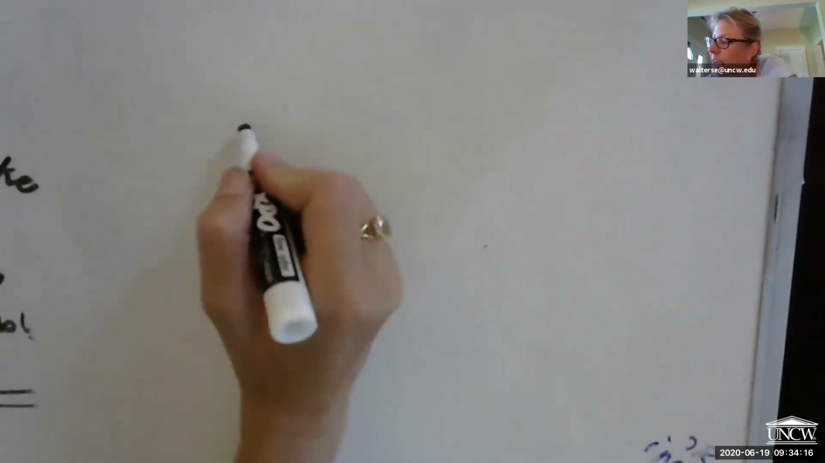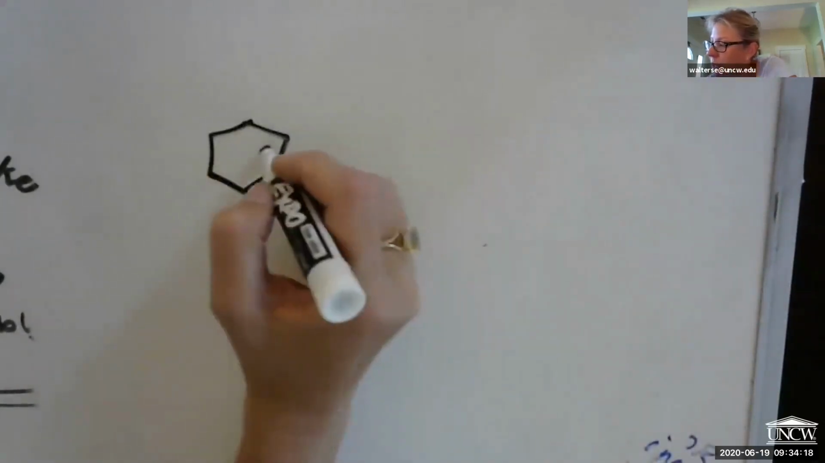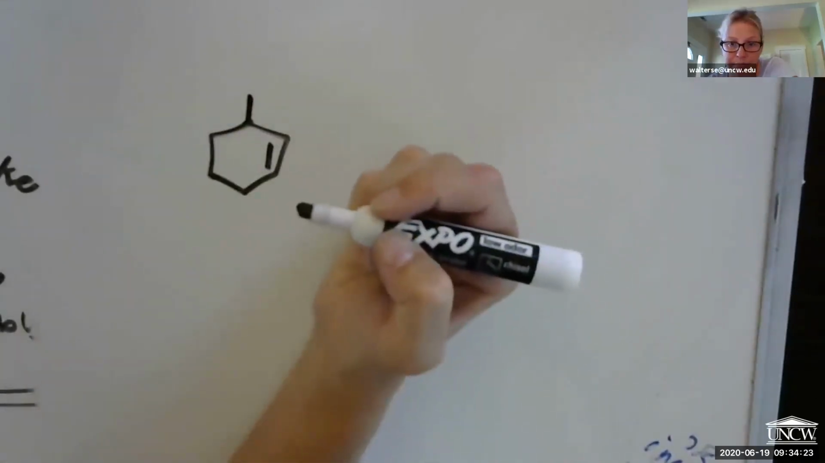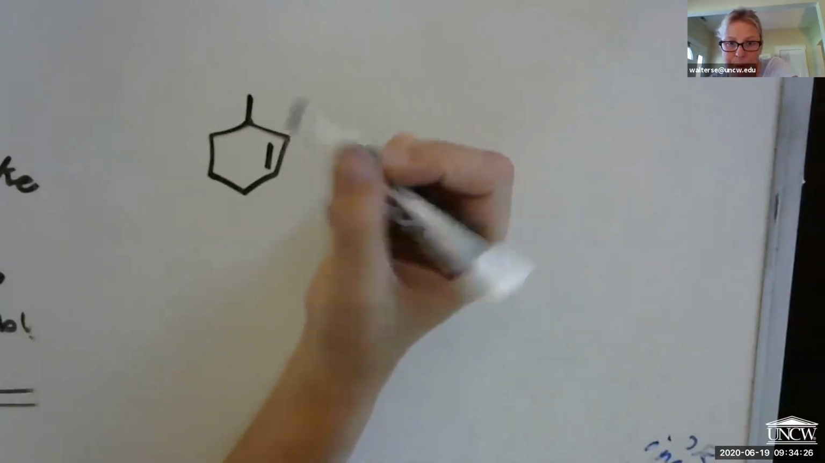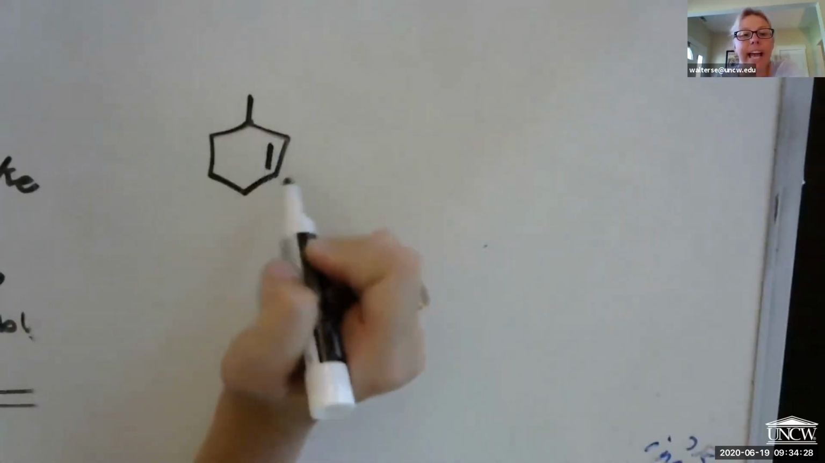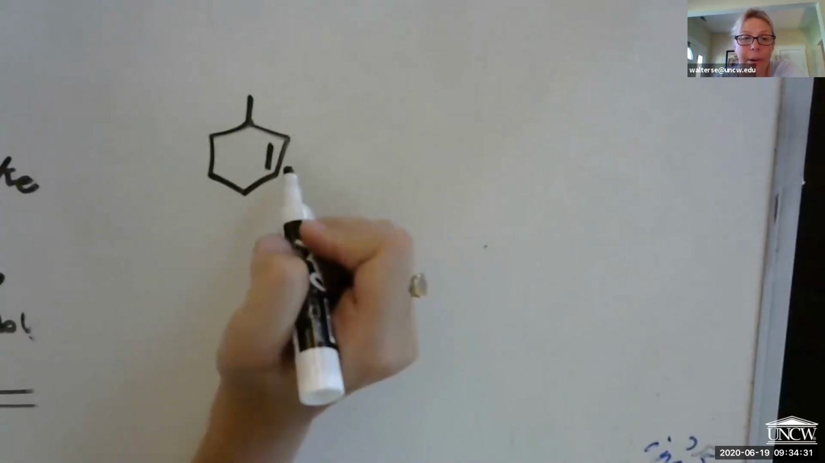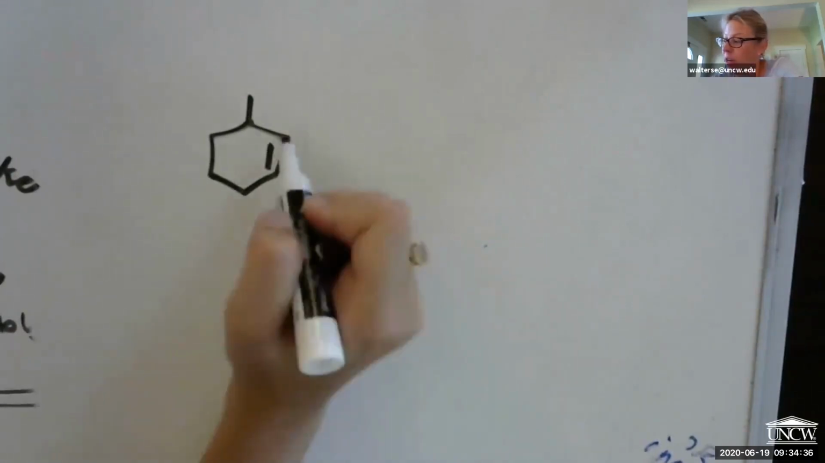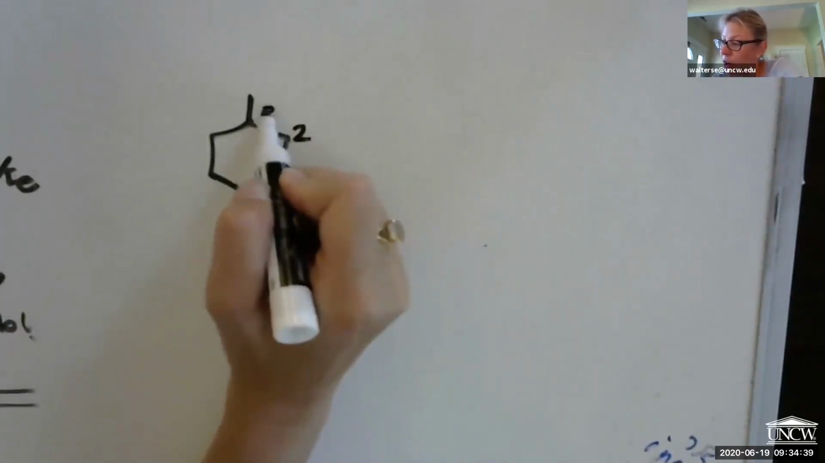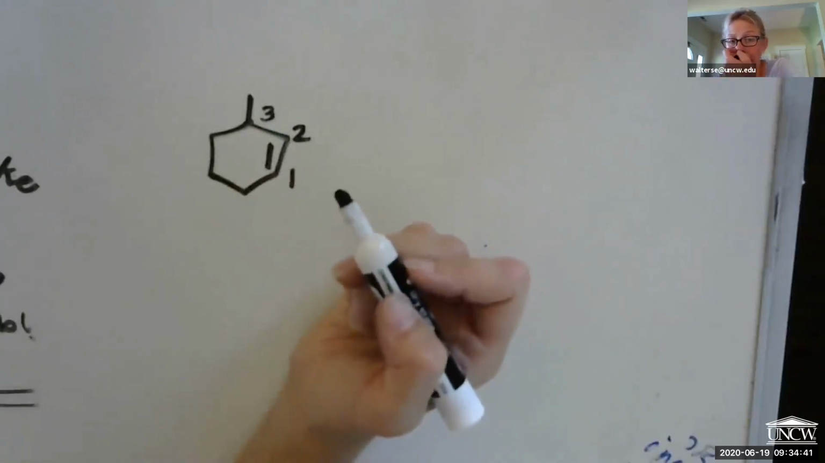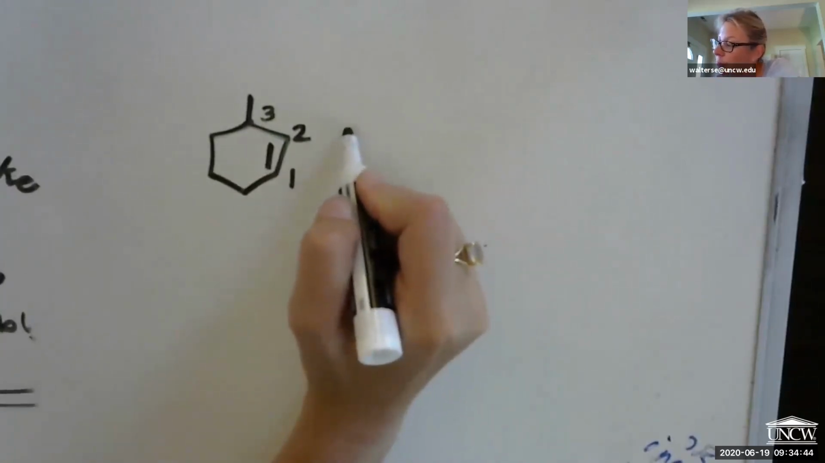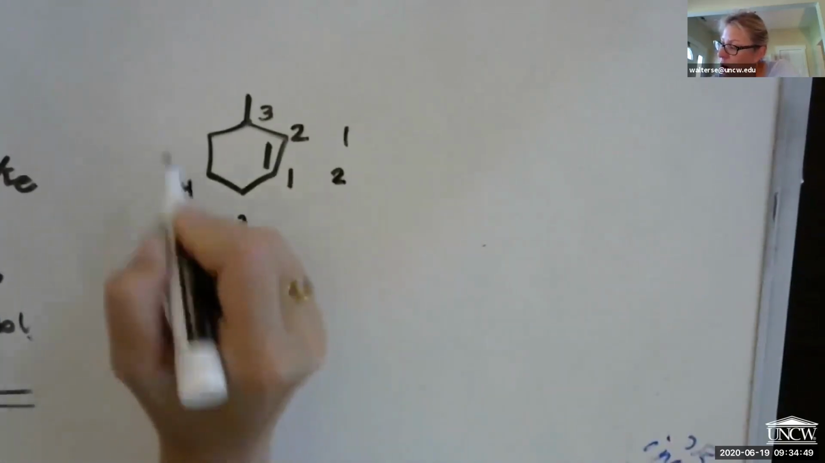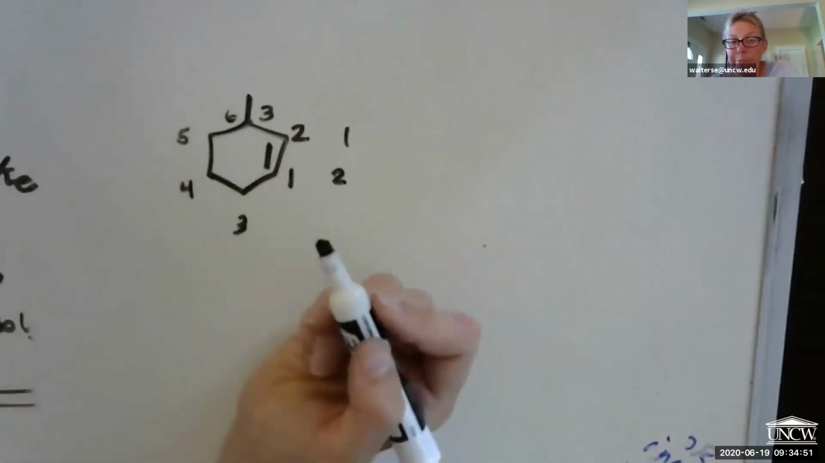is if you had a ring with a pi bond and a substituent. Because the pi bond has to have the higher priority. And so this would have to be carbon 1, carbon 2, carbon 3. If you went around this way, it would be still 1 and 2. But then your methyl group would end up on 6.